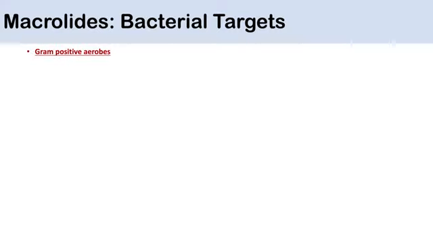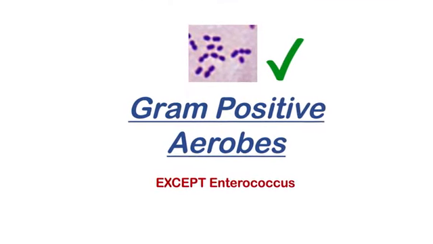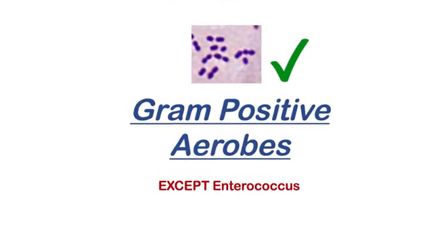The macrolides are good at combating gram-positive aerobes like strep pneumoniae and methicillin-sensitive Staphylococcus aureus, or MSSA. They're also good in treating Corynebacterium as well, and diphtheria. So in general, macrolides are good against gram-positive aerobes except Enterococcus. So again, good for gram-positive coverage except for Enterococcus.